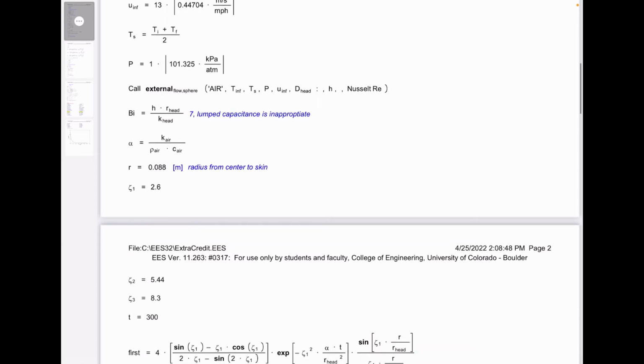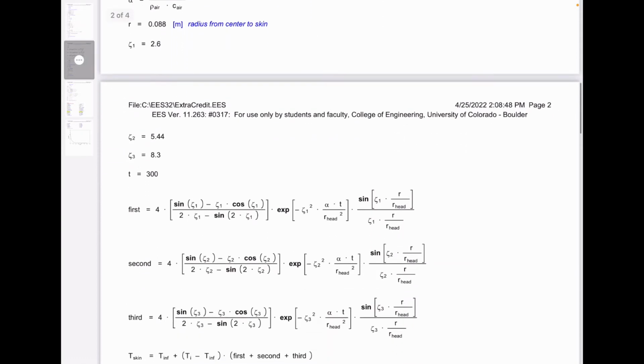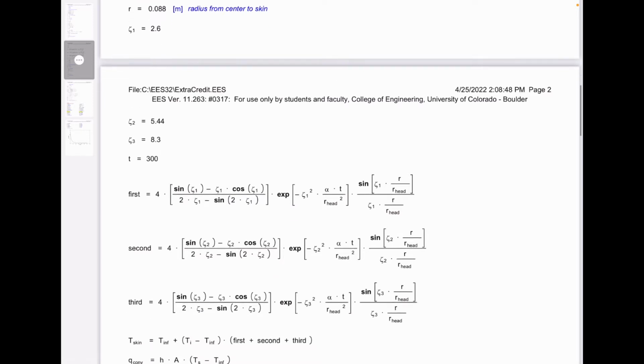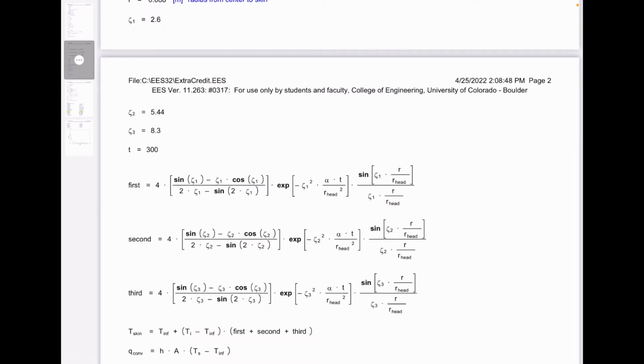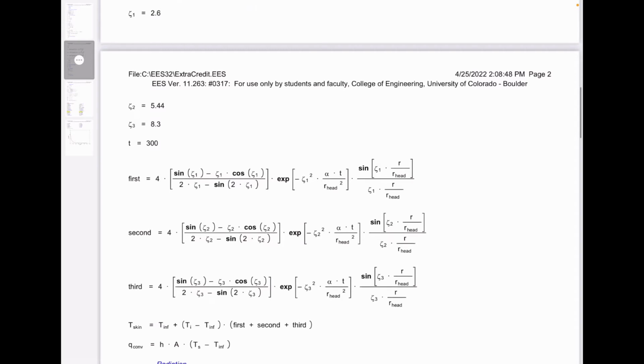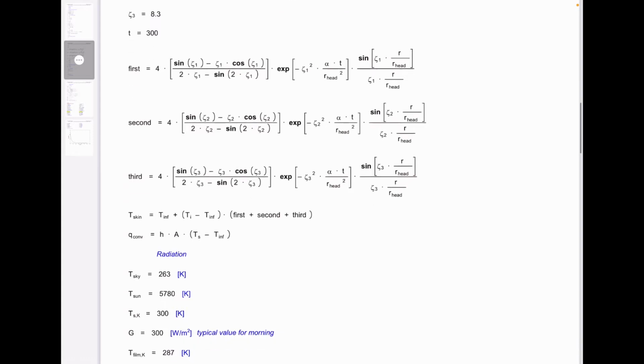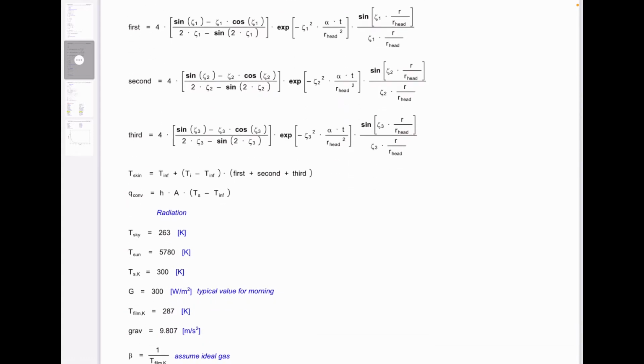We did some more definitions. As you could see here, we only did 3 iterations of the full calculations for the not lumped capacitance model because that seems sufficient, and I think anything beyond 3, the numbers wouldn't change significantly. We defined the temperature of the skin using the equation down below, T infinity plus Ti minus T infinity times the summation of those 3 terms above. And we could also define the convection.